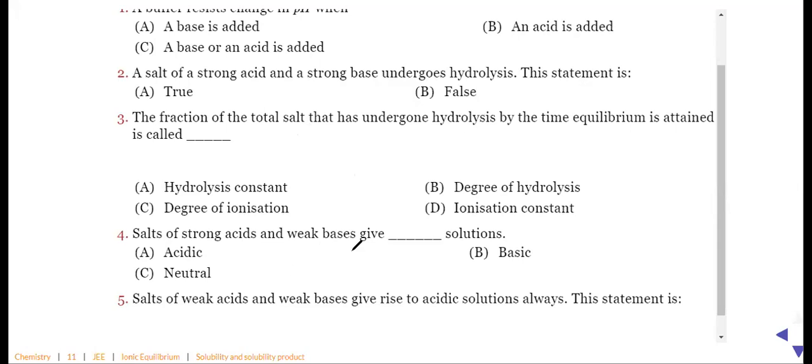Now, a salt of strong acid and weak base gives dash solution. Salt of strong acid and weak base. The concentrations are comparable here. Tell me, what's the answer? Okay, very good. Let's see.